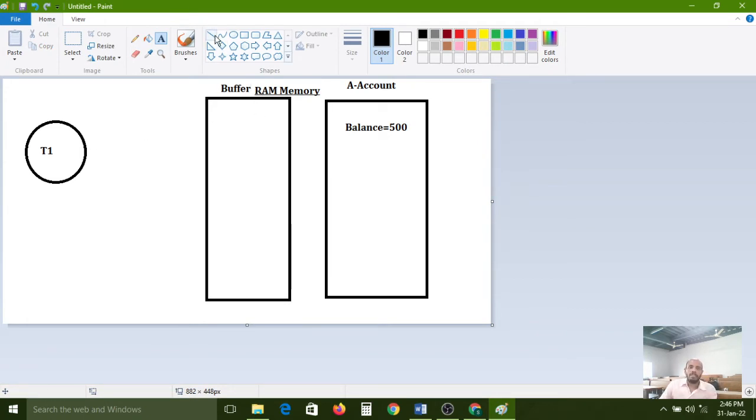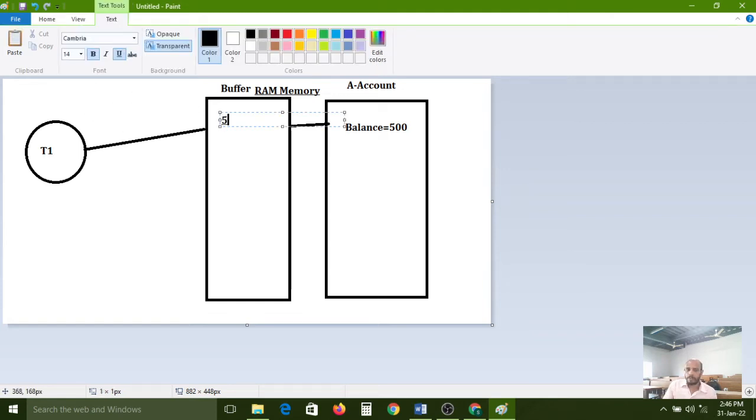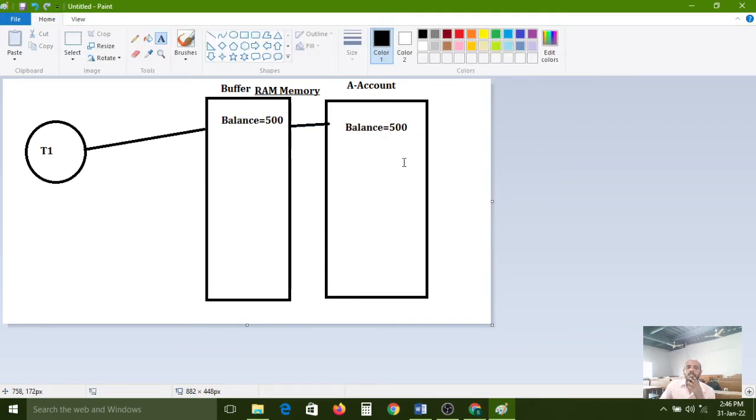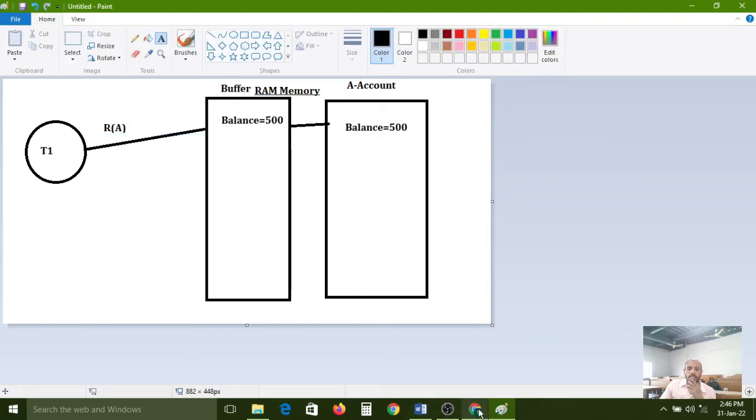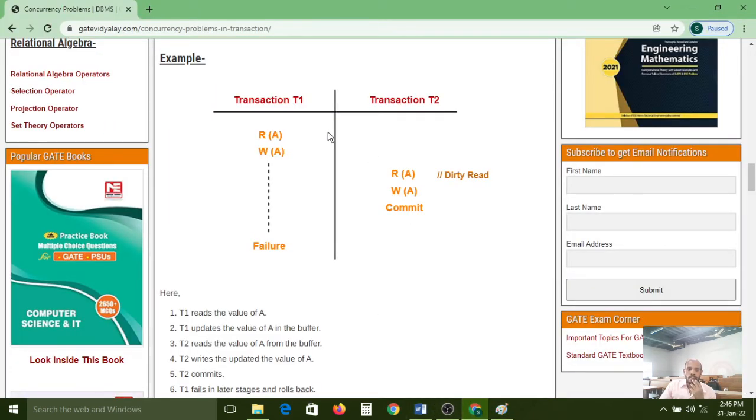Carefully observe. T1 first sends the request to read the data from A account. A account balance is what right now? 500. Balance equal to 500. Got it? This is the read operation performed on A account data, 500.